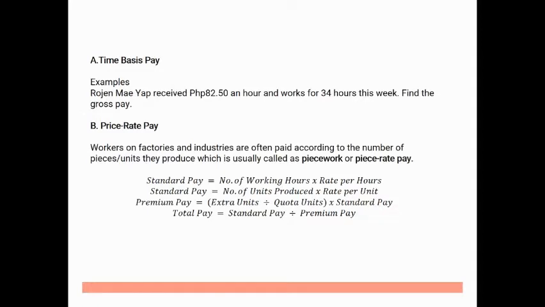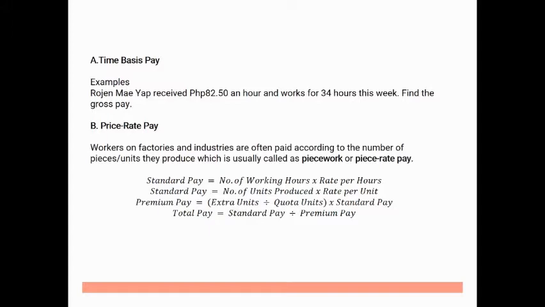We also have the piece rate pay. Workers in factories and industries are often paid according to the number of pieces or units they produce, which is usually called piece work or piece rate pay. In some cases, workers who produce or sell more than the standard quota of units are given incentives. A worker is paid the guaranteed wage, for example hourly, daily, weekly, or monthly, for producing the standard quota of units, and is also paid at the same rate for producing or selling extra units within the standard work period.